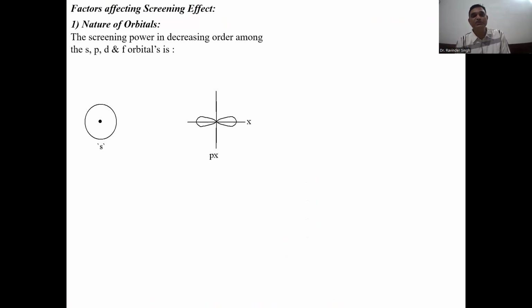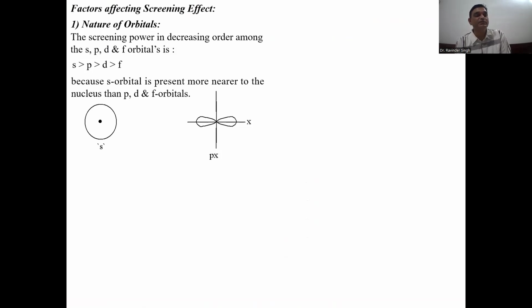Now, what are the factors which affect the screening effect? First factor is the nature of the orbitals. Which type of orbitals are present? Which type of orbitals act as a screen between the nucleus and the valence shell? So, depending upon the nature of the orbital, the screening may differ. For example, in case of s, p, d, and f orbitals, the screening power of all these orbitals is not the same. The screening power of s is greater than p is greater than d is greater than f.